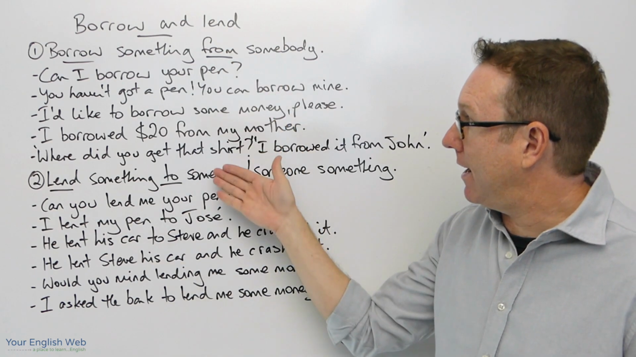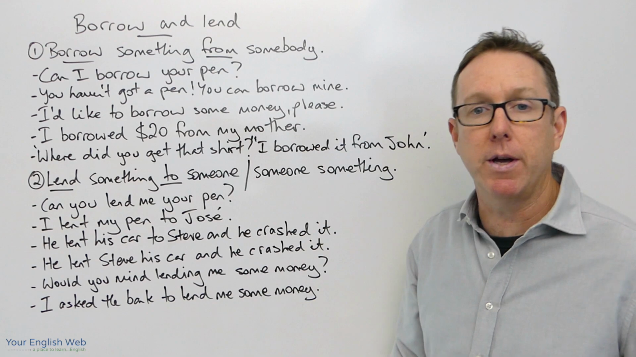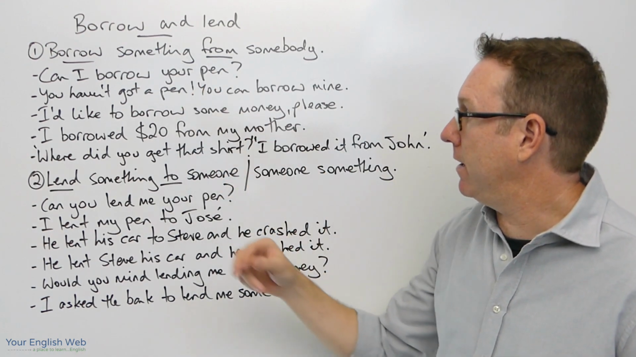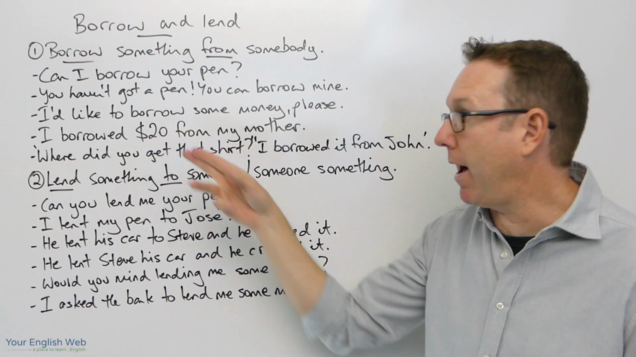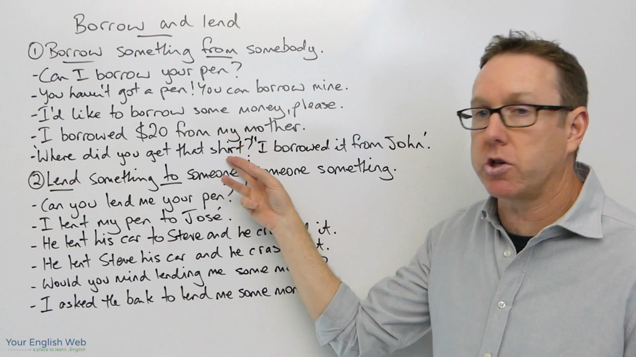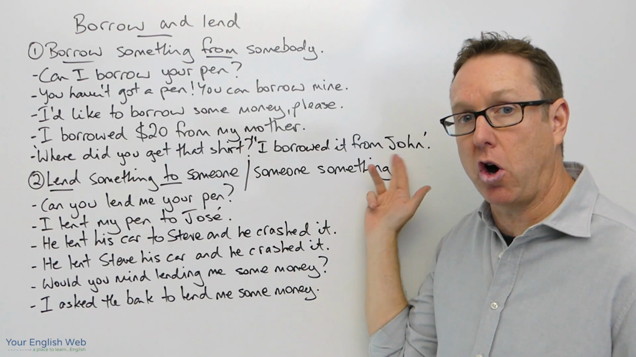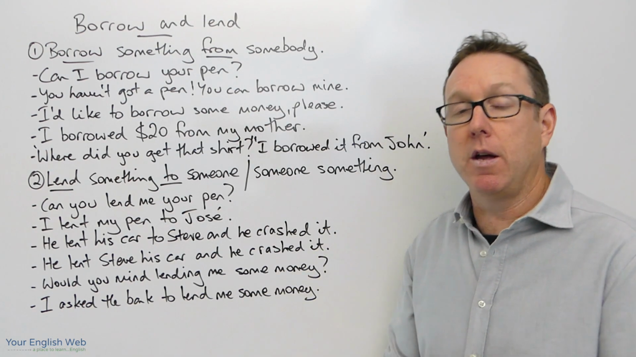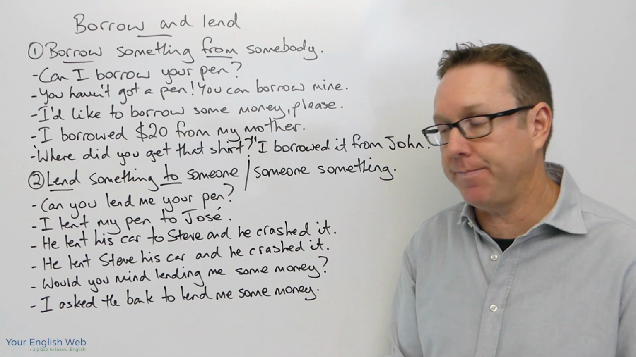So the idea with all of these things that I have borrowed or that you have borrowed is that you take them, you give them back. So the pen, money, I'll give this $20 back to my mother, and I'll give this shirt, this nice shirt, back to John when I've finished with it. So I've borrowed it from John, and I'll give it back to him when I have finished with it.